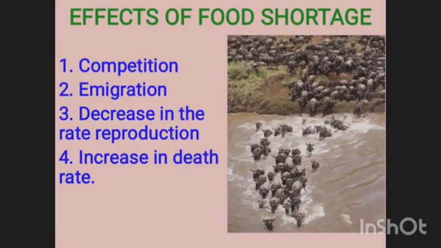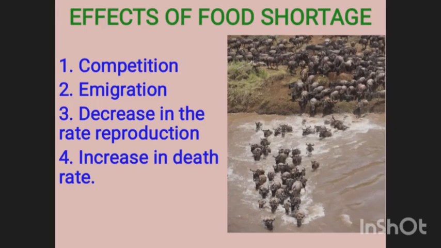Let's look at the effects of food shortage. What is the effect of food shortage on the population? When there's lack of food, what happens? Number one, there will be competition among plants or animals, so there will be competition among the organisms. Number two, some organisms will perform what is called emigration. Emigration is the outward movement of animals from their local environments. As you can see, the wildebeest usually migrate from where they are to look for better pasture. So food shortage can lead to emigration, just to go and look for food at a better place.